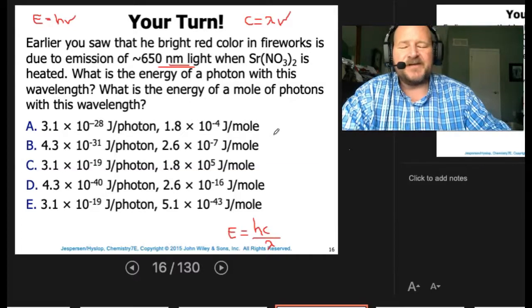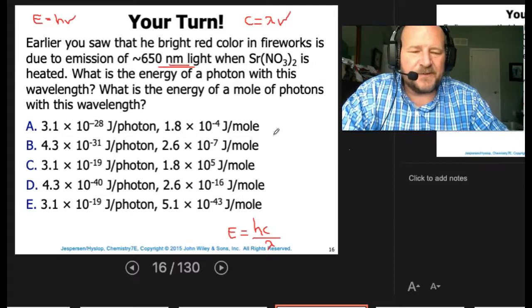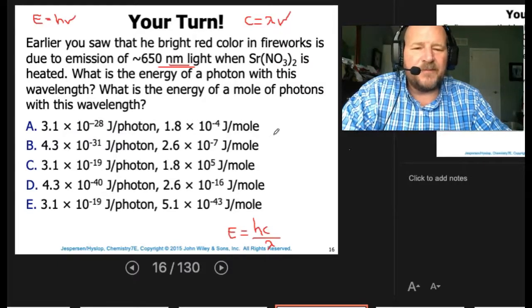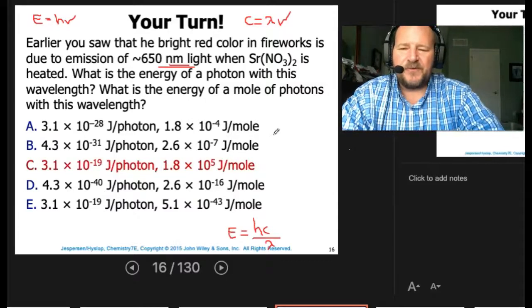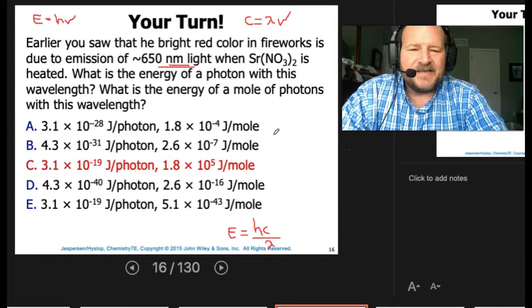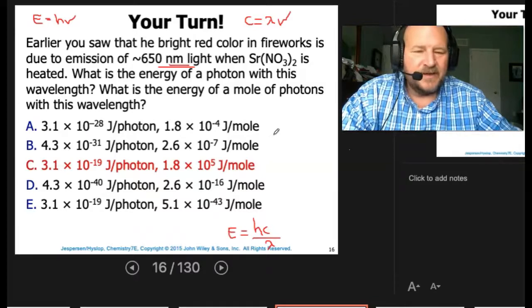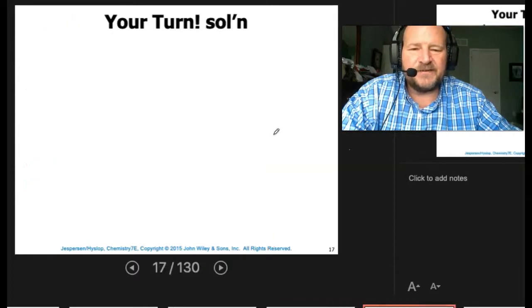All right, so I'm going to pause here. You've got some hints about how to solve this problem, and let's see how you do. All right, so hopefully you've worked out the problem on your own, and you came up with 3.1 times 10 to the negative 19. You multiplied that by Avogadro's number, and you got 1.8. If not, let's take a look at what you should have done.